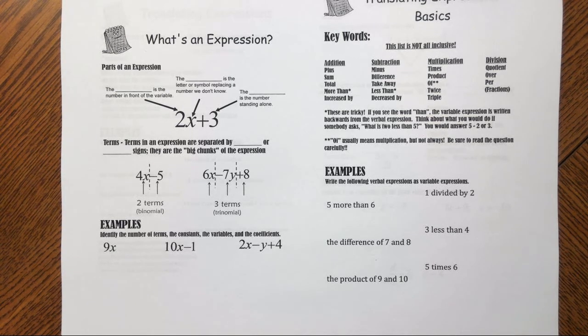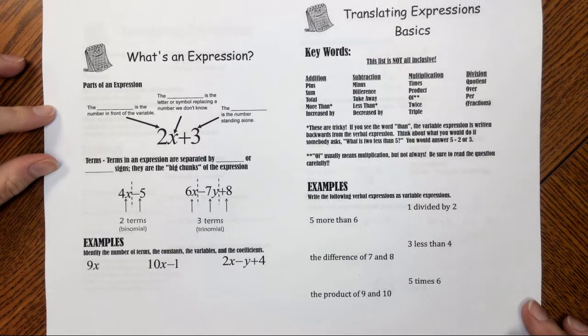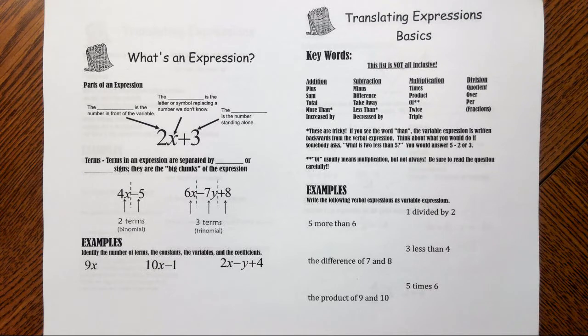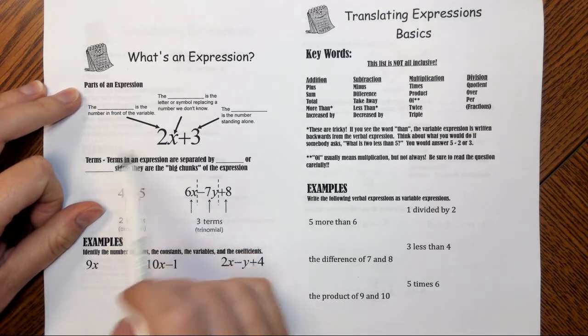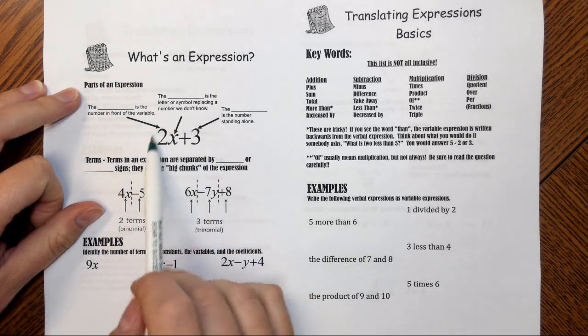In this lesson, we're going to talk about some basics for expressions. We're going to talk about what an expression is and then how to go back and forth between words and symbols. All right, so first, what is an expression? So there's some different parts. This is an example of an expression.